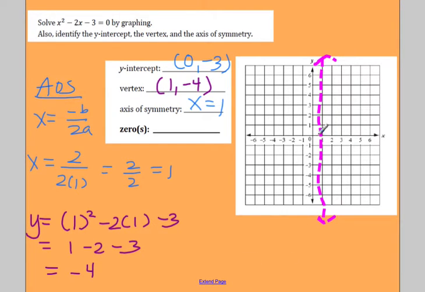Let's go ahead and plot these. I have (0, -3). Remember that I also will have a symmetric point across my axis of symmetry. So there's my other point, (2, -3). And my vertex is (1, -4). Then I'm going to go ahead and sketch my parabola to find my zeros.